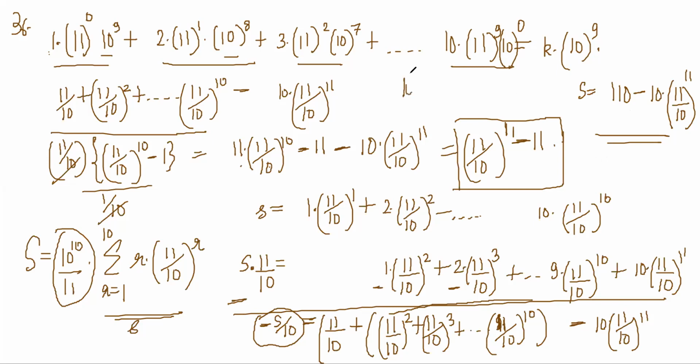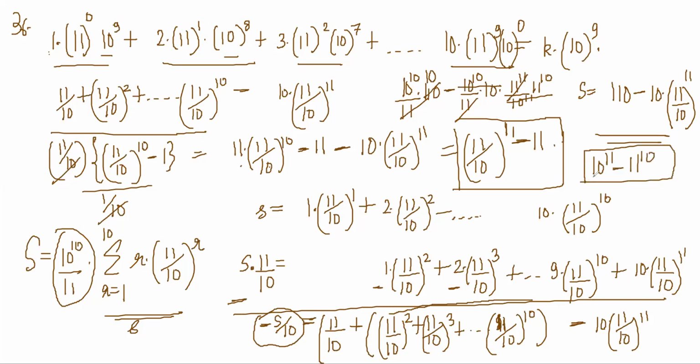So 10 power 10 by 11 into 110 minus 10 power 10 by 11 into 10 into 11 power 11 by 10 power 11. So 10 power 11 and 10 power 11 cancel. This is 11 power 10, and this becomes 10. So 10 power 11 minus 11 power 10. This is what I'm getting, which is slightly weird.